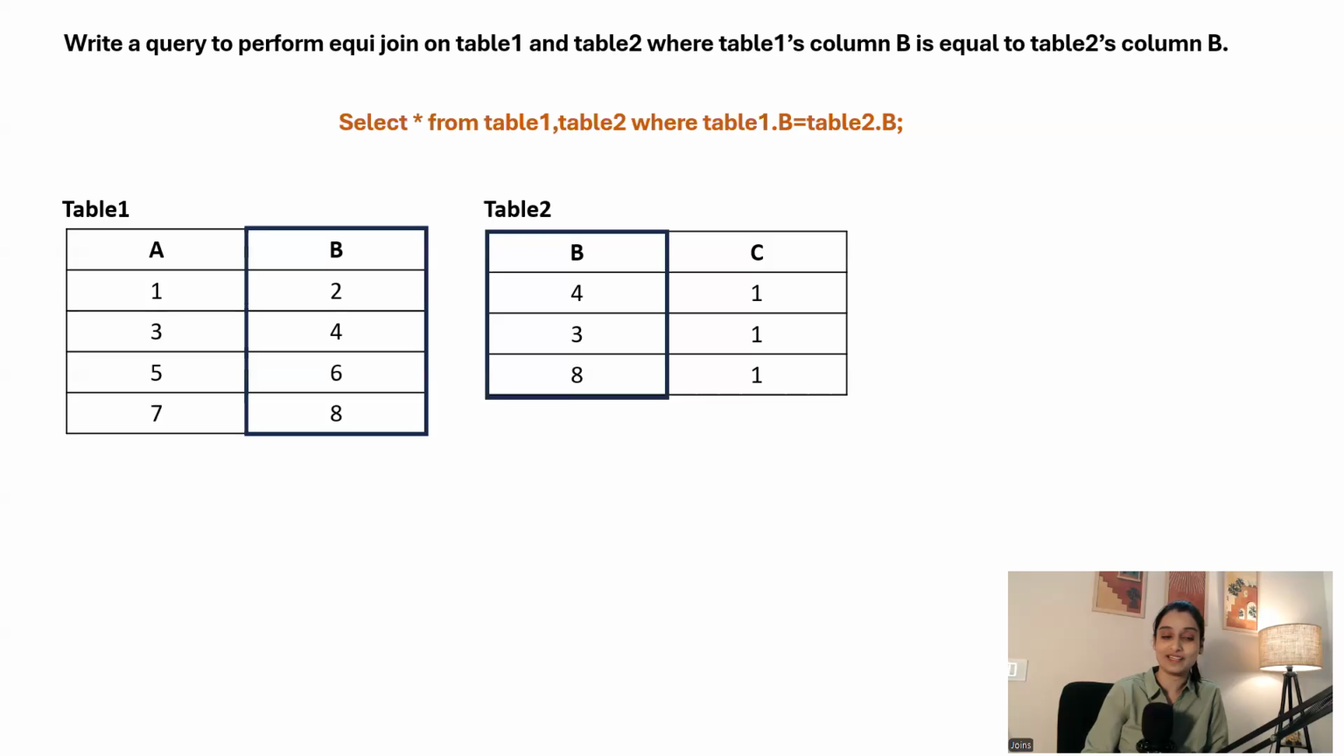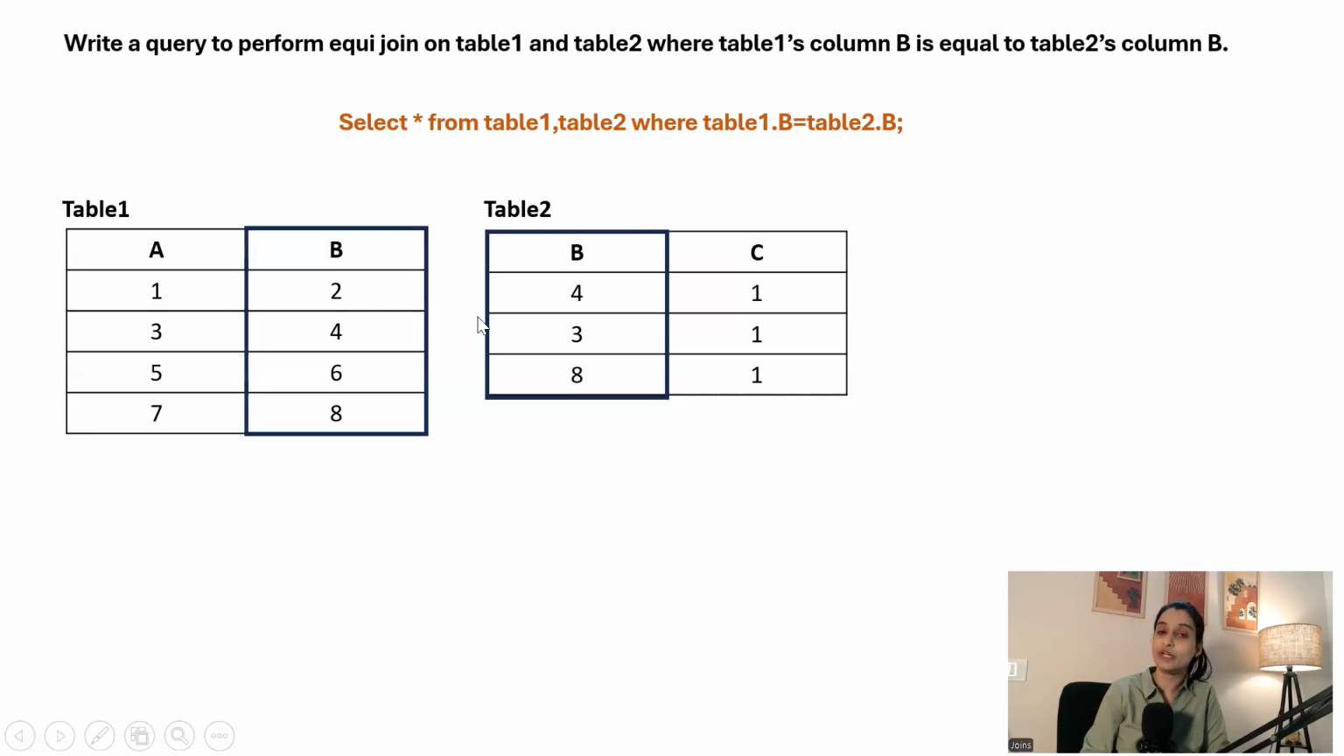Now let's understand how this query will be executed. First, the from clause will always be executed, right? So from table 1, table 1 will be targeted, comma table 2, so complete table 2 will be targeted. Then the where clause will be executed. In the where clause we have mentioned table 1 dot B, so table 1's B column got targeted, is equal to table 2 dot B, so table 2's B column is targeted.